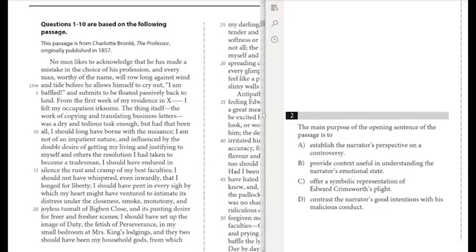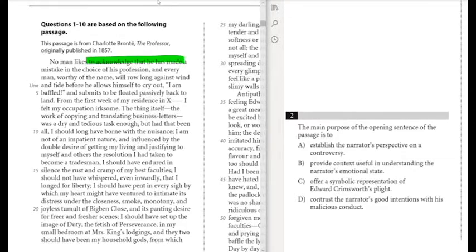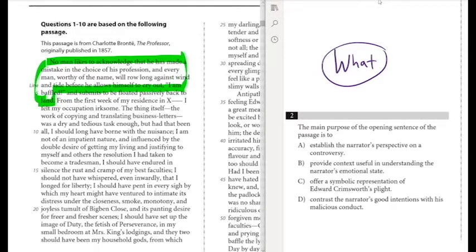Now we're going to question 2, and question 2 is all about the main purpose of the opening sentence of the passage. And the opening sentence of the passage is this sentence that I'm highlighting right here. It's a really long one that has a quote in it. And usually when we get line references, it helps to think of the line reference as the what, and the things directly before and or after that as the why.